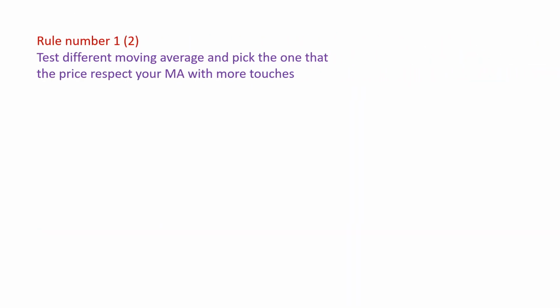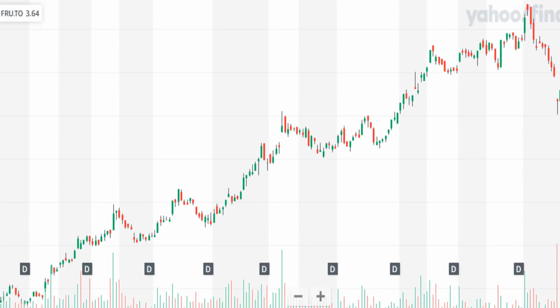Rule number 1, second example. Test different moving average and pick the one that the price respects with more touches. Now this is the price trend, FRU stock and D1 time frame, Yahoo Finance. Here you see the price is trending nicely upward all the way to the top.